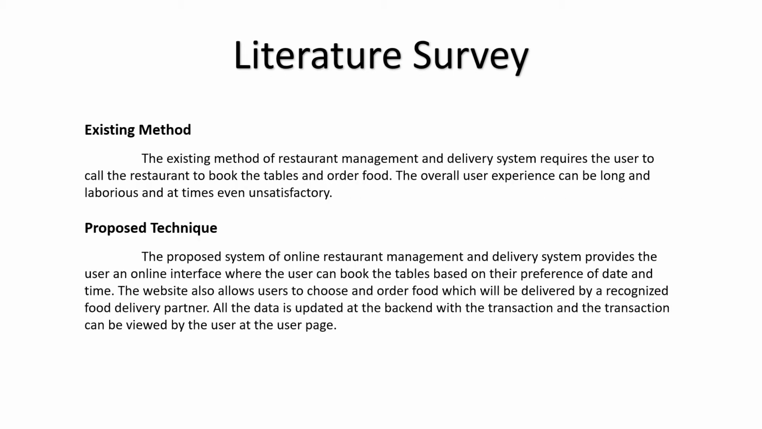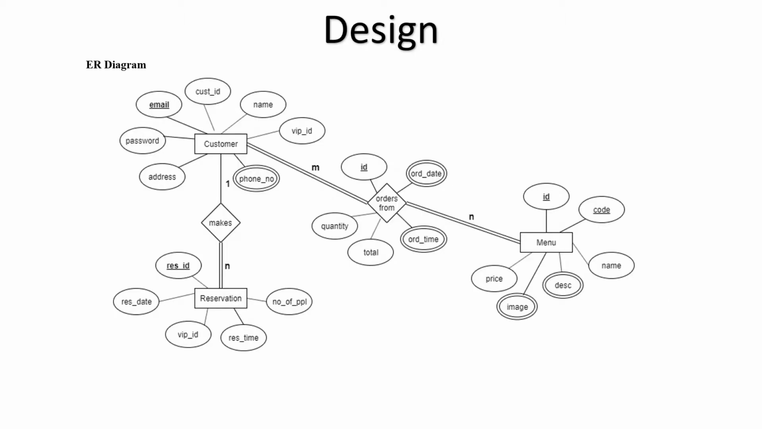The existing method was that customers had to call the restaurants to book tables and order food. The overall user experience could be long and laborious and at times even unsatisfactory. The proposed technique that we have taken up is a website where the user can book tables based on their preference of date and time, and they can also order food online. All the data is updated at the backend with the transaction, and the transaction can be viewed by the user at the user page. The database design is shown in the form of an ER diagram.